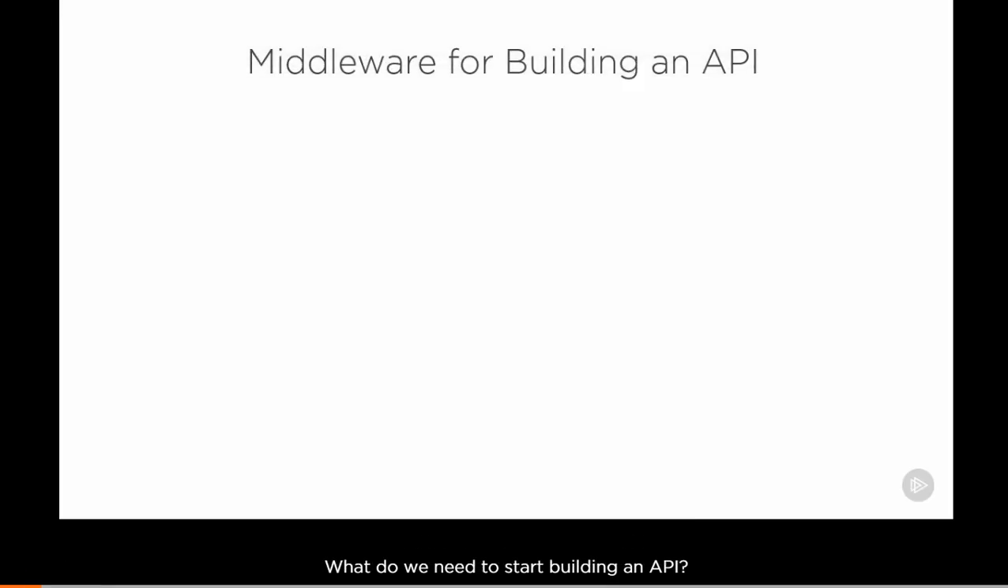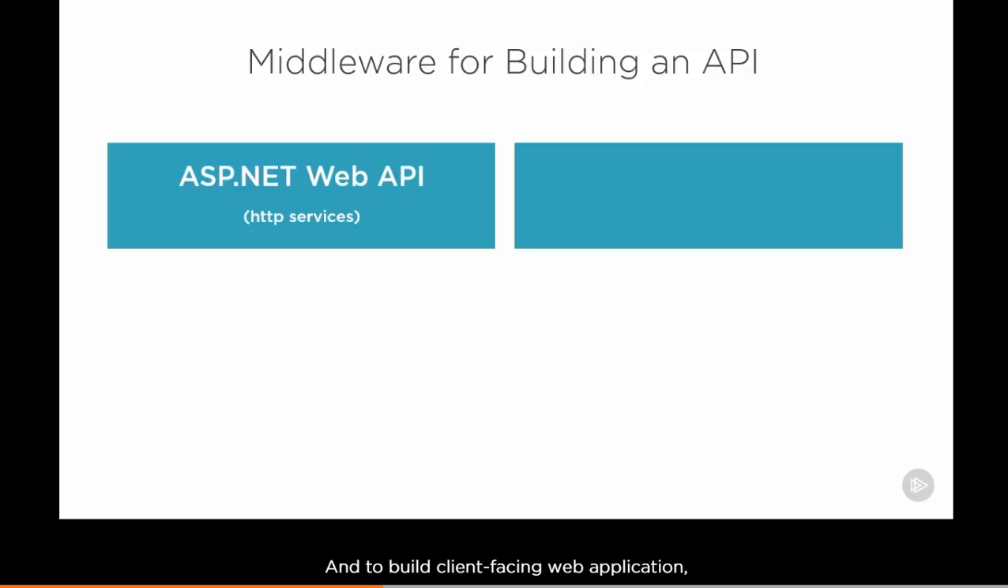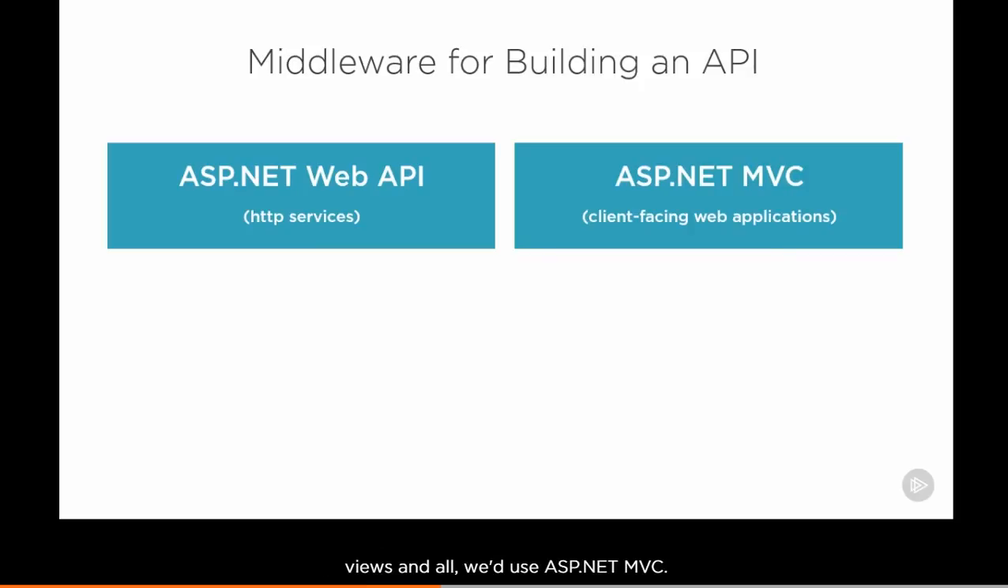What do we need to start building an API? Well, we know from the previous module that we're going to have to add some middleware to the HTTP request pipeline in the Configure method, and that we'll have to add the framework services to the container in the ConfigureServices method. If we take one step back to the previous version, those of you who've worked with that will know that when building HTTP services, we choose Web API. And to build a client-facing web application, views and all, we choose ASP.NET MVC.